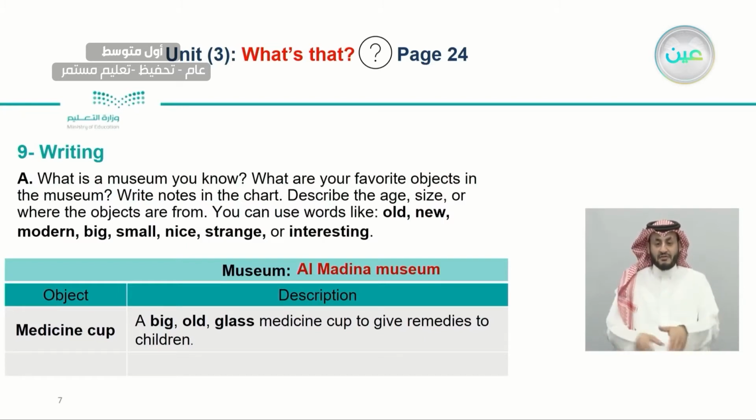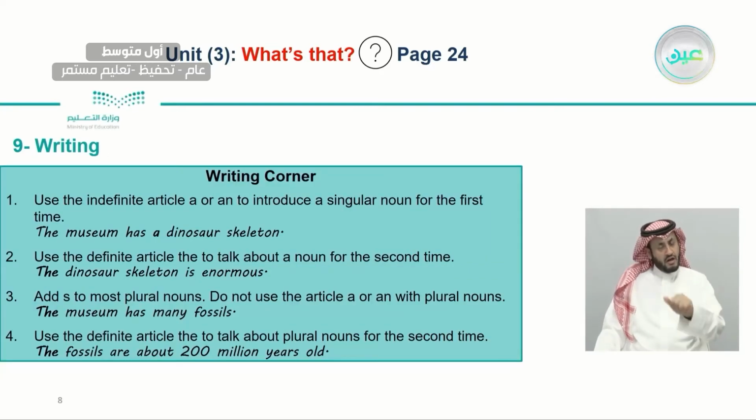How many adjectives do we have here? 3, good job. Big, old, glass. What's the object? It's the cup, the medicine cup. Okay? Good job. Take your time. Write down your own answer. Your answer is totally different than mine, okay? Alrighty, let's go to the next slide.